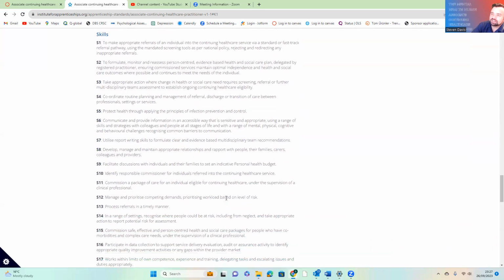We then look at the skills. So under the skills, it's about making the right referrals. It's about formulating the care plans. It's about making sure we're screening properly. It's about making sure we're planning routine assessments and referrals, and that we're protecting people's health through applying principles of universal infection control procedures. So your normal COVID stuff there, everyone knows this now.